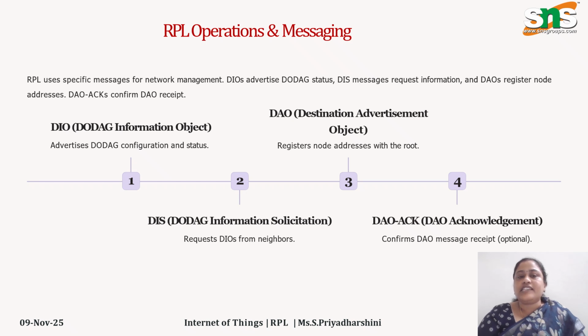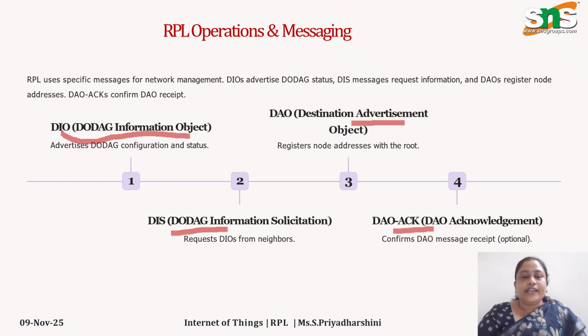The next thing for discussion is the RPL operations and the messaging structure, which helps in smooth and reliable communication among the IoT devices in LLNs. RPL uses specific messages for network management. There are four operations involved in RPL. The first one is the DODAG information object. The next one is the destination advertisement object. Then DIS, followed by DAO acknowledgement.